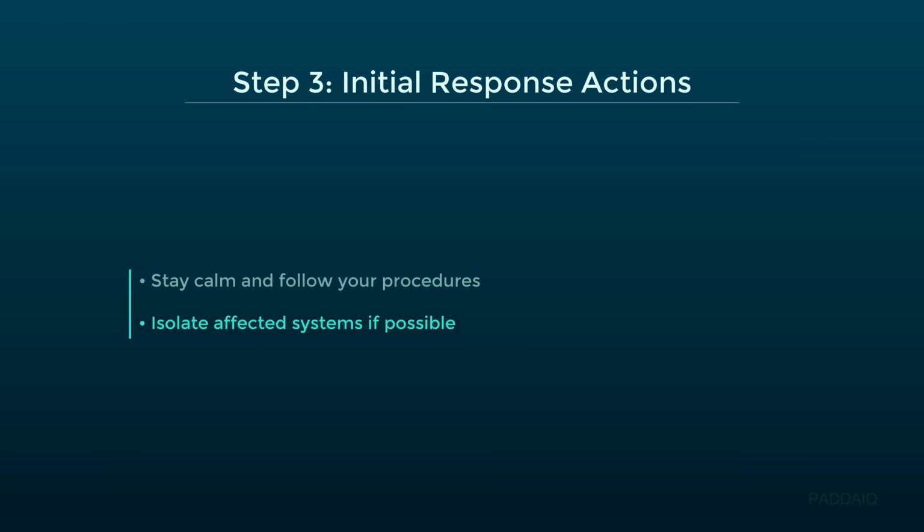Isolate affected systems if possible. This means separating compromised parts of your IT landscape from the rest to prevent a problem from spreading. For instance, if a development server is infected with malware, disconnect it from the network immediately. This containment is a critical first step to limit damage and protect your healthy environments.